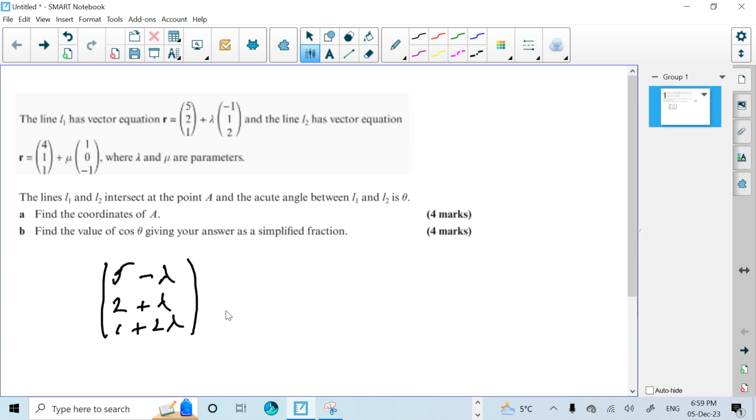And then, of course, if the lines actually do intersect, they're all equal. But we'll put this on the right-hand side, L2. So we work out our L2 vector now. So we've got 4 plus mu times 1, so it's 4 plus mu. And then 1 plus mu times 0 is just 1. And 1 plus mu times minus 1 is 1 minus mu. And now we're all set to go.